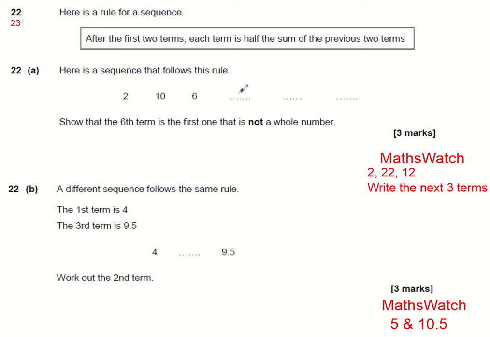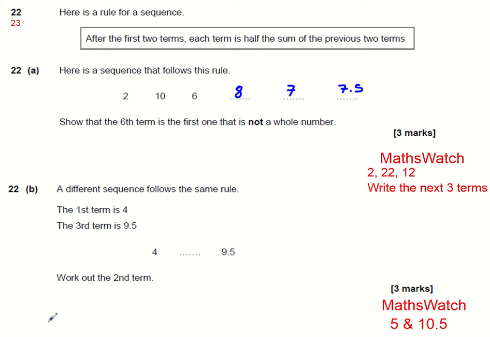As we move on to the next number, the previous 2 terms are now 10 and 6. So 10 plus 6 is 16, and half of 16 is 8. 6 plus 8 is 14, half of that is 7. And 8 plus 7 is 15, half of that is 7.5. The question we were being asked to answer is show that the 6th term is the first one that is not a whole number. So by completing these numbers, we've shown that the 6th term is 7.5, and that is the first one that's not a whole number.